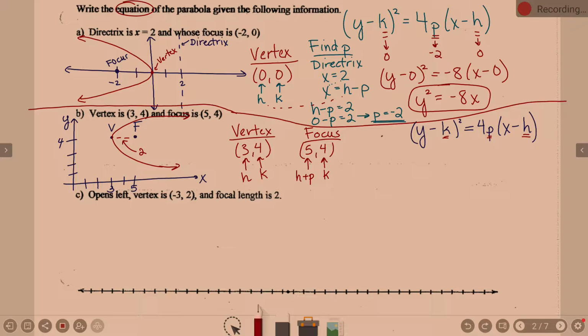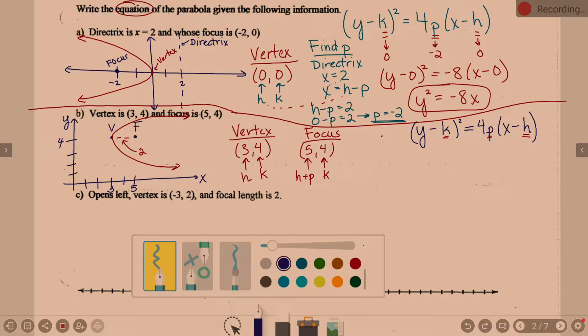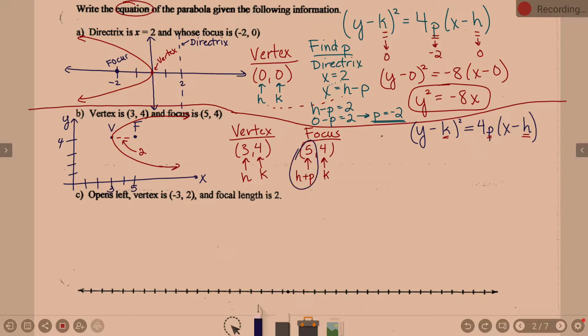How can I tell by looking here? If h plus p has to equal 5, and what do we already know about h? H is 3. So 3 plus p equals 5, and thus p equals 2. Are you okay with the fact that p is positive 2 this time? My parabola opens to the right, so it should be a positive 2 this time.